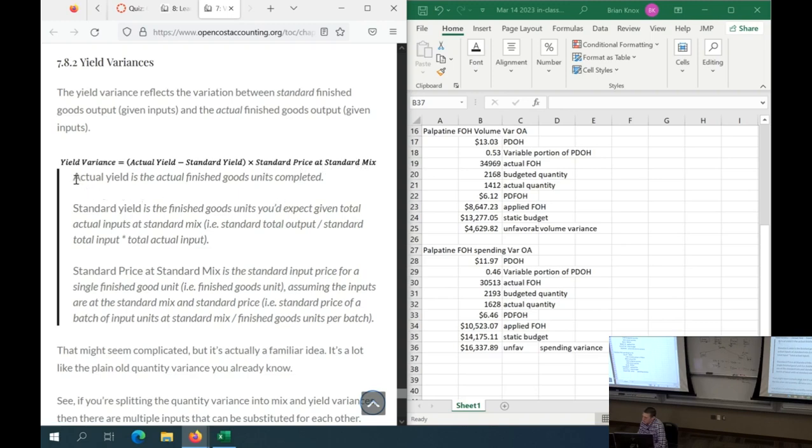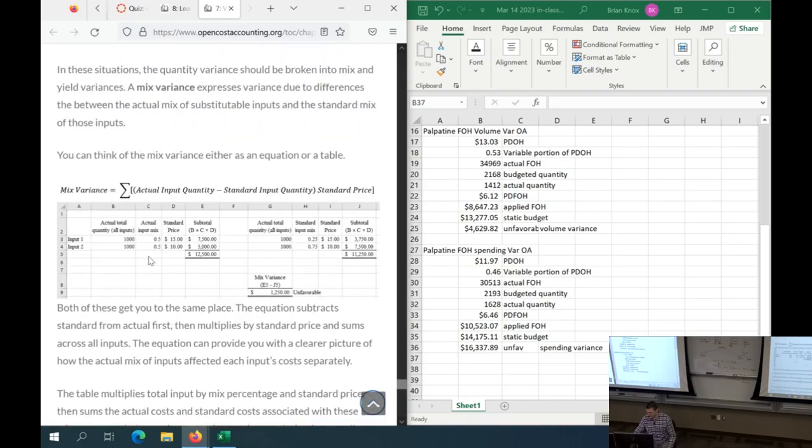All right, they each have a name here, a definition here. So actual yield is the actual finished goods units completed. Standard yield is the finished goods units you'd expect given the total actual inputs at the standard mix. So if we go back to the standard mix, we expect, let's say we have 1,000 units.